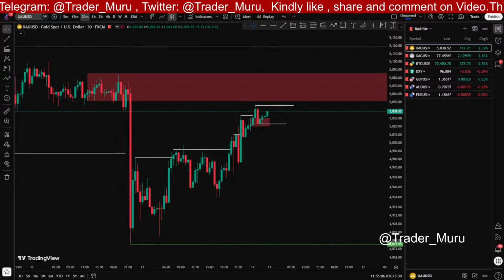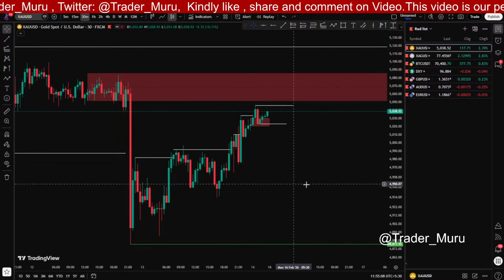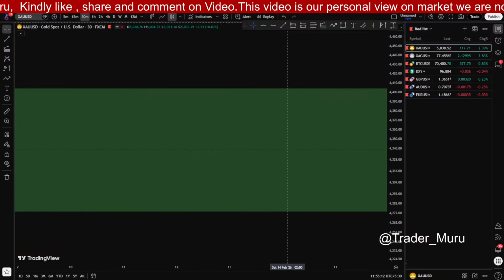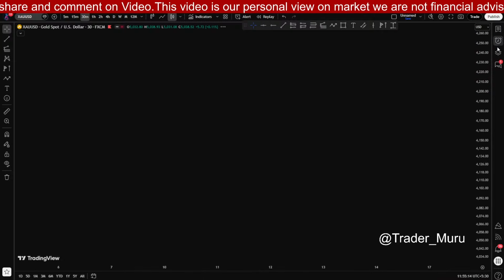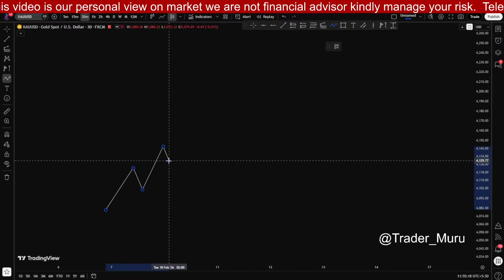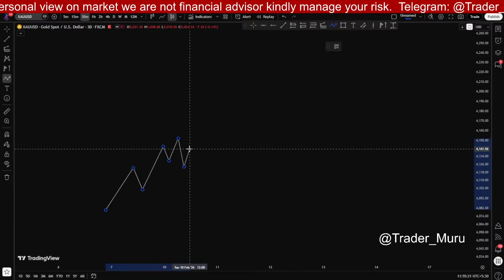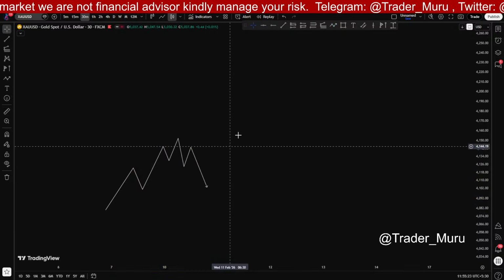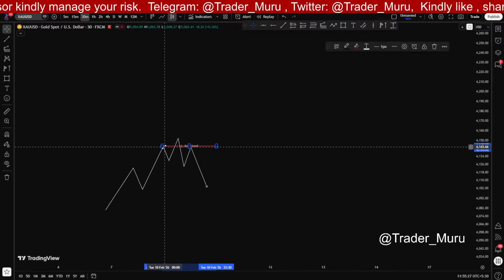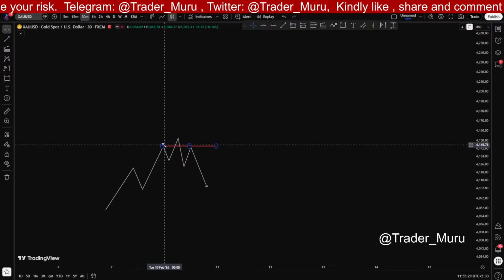Can you please explain the QML and how to identify it? QML is the zone from where we have the previous high or previous low after the change of character. When the market is going upside and it develops a change of character, then this zone is our QML area. The previous high before making the high is our QML area.